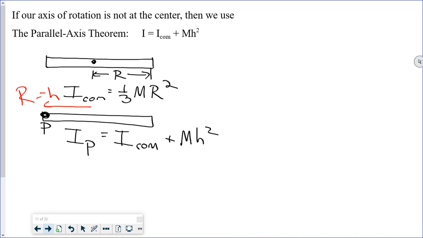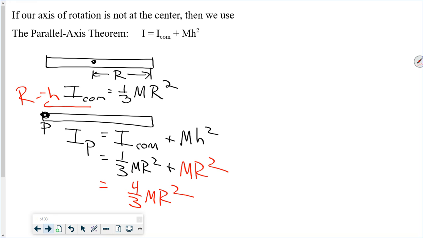Okay, so what am I going to get? Well, I_COM is 1/3 mr squared plus m, we said h was r, so r squared. And so it gives us 4/3 mr squared, right? But notice how r is defined here. Here, r is just the length of half of it.